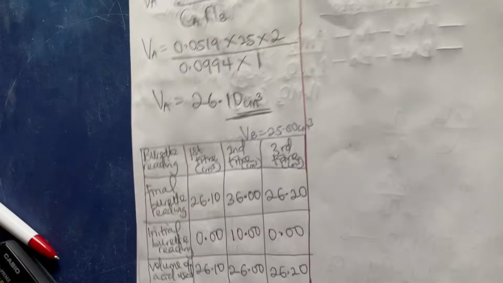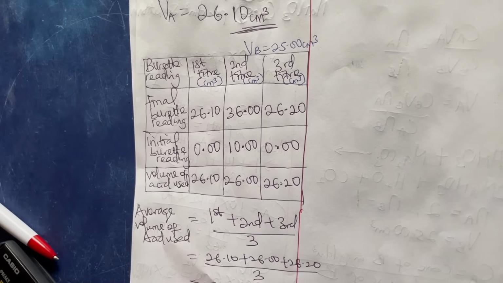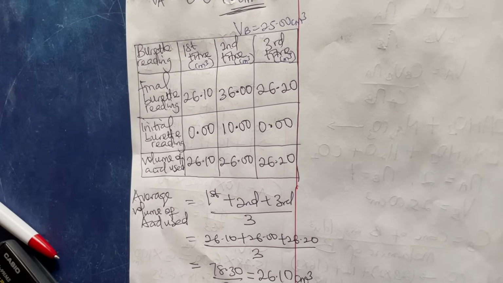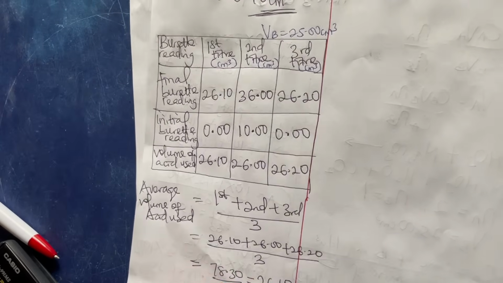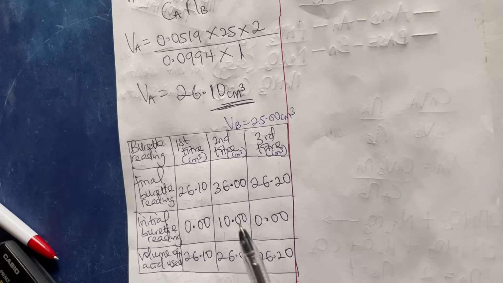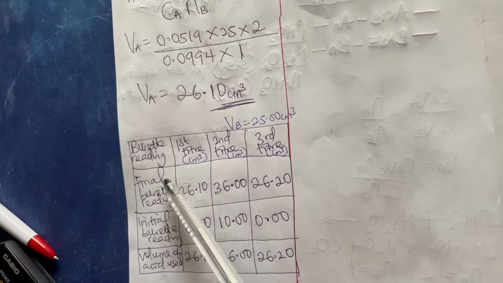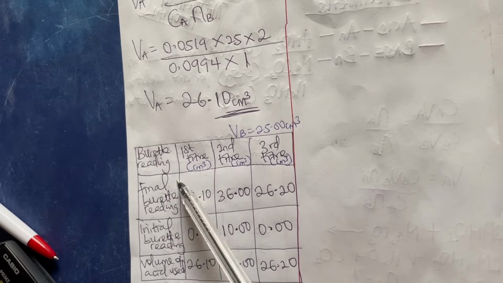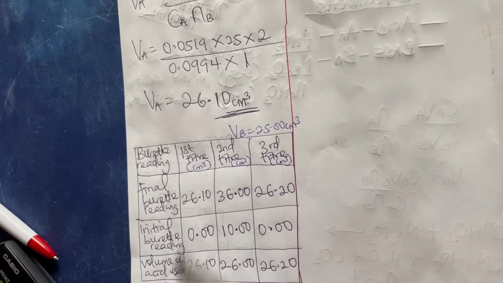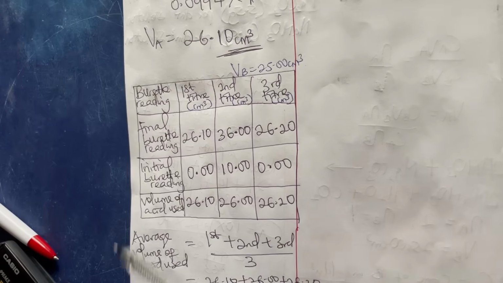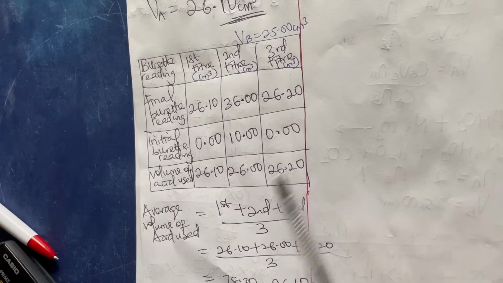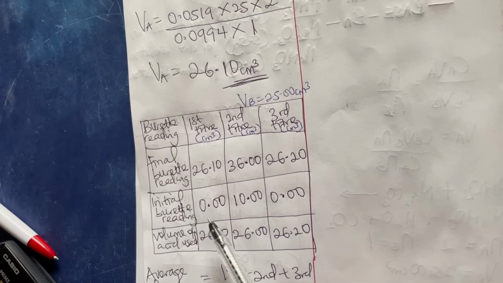So now, after going through this, we got 26.10. Again, if you wish, you can write a rough titer here. You can start first with a rough titer, write rough titer there and put any value for it. Since the rough titer is not really required, you cannot add it to your average volume of acid used. Rough titer should not be there.